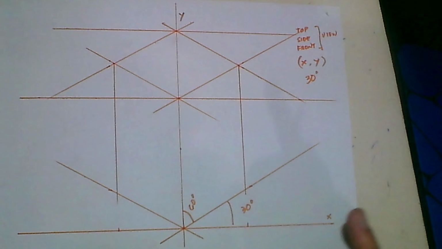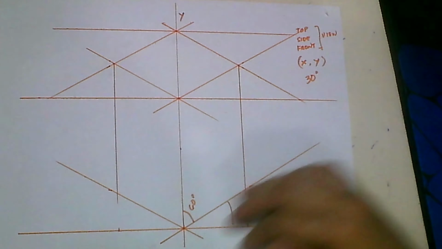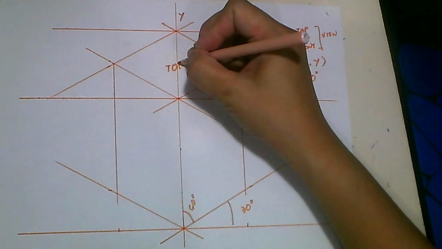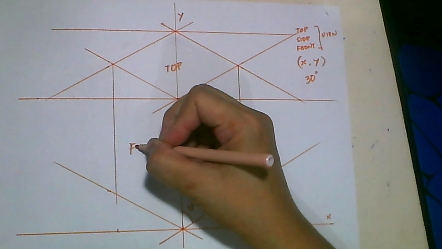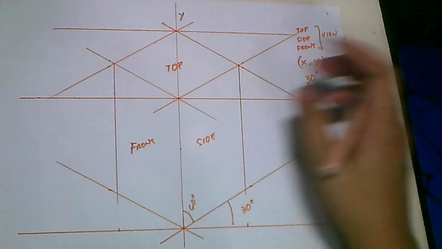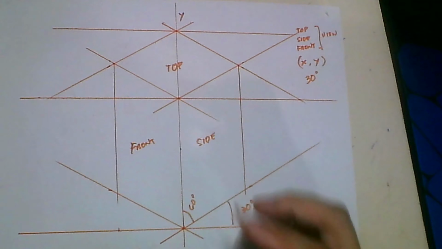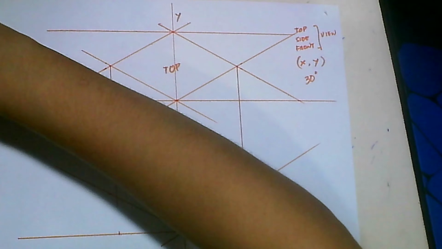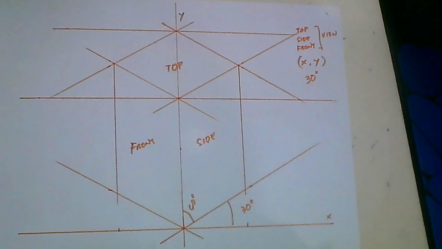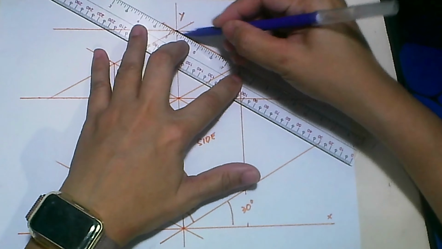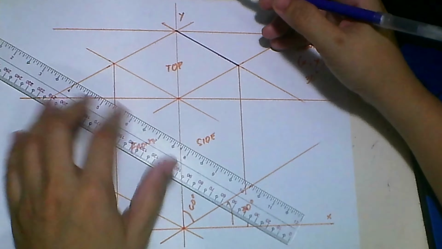There we go. So basically, we now have the basic drawing for isometric drawing. So we have the top, we have the front, and we have the side view. Okay, or depende kung saan ka nakarap. Pwedeng ito yung side, ito yung front. Okay, so for this particular drawing, let's just darken the line for isometric drawing. Okay.